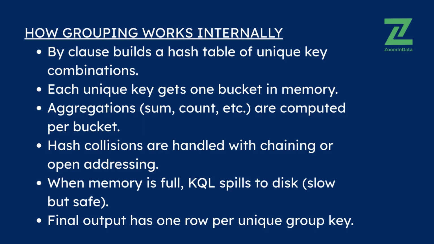Let's look at how grouping works under the hood. The by clause builds a hash table of unique key combinations. Each unique key gets one bucket in memory. Aggregations like sum and count are computed per bucket. Hash collisions are handled with chaining or open addressing. When memory is full, KQL spills to disk, slower but safe. Final output has one row per unique group key. This hash-based approach is fast for low to medium cardinality but becomes expensive as uniqueness grows.